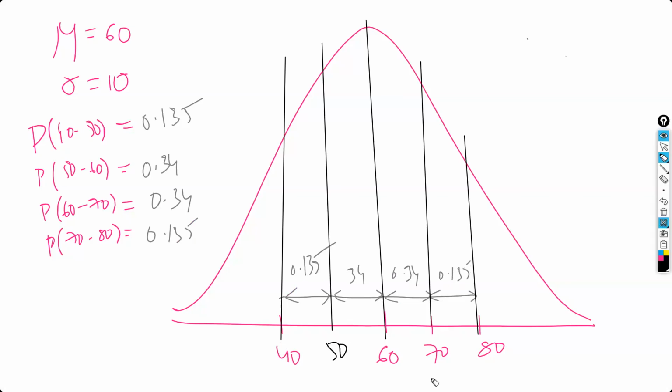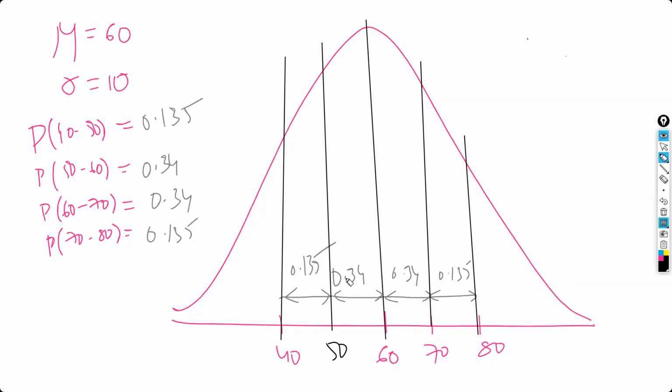Now what is the probability between 50 to 70? Obviously you have to add these two, 50 to 60 and 60 to 70. Total area is 0.68. Now what is the probability of 40 to 80? If you combine all 4 of them, it is 0.135 plus 0.34 plus 0.34 plus 0.135, which is nothing but 0.95. You'll get 0.95. If you want, you can calculate the total.